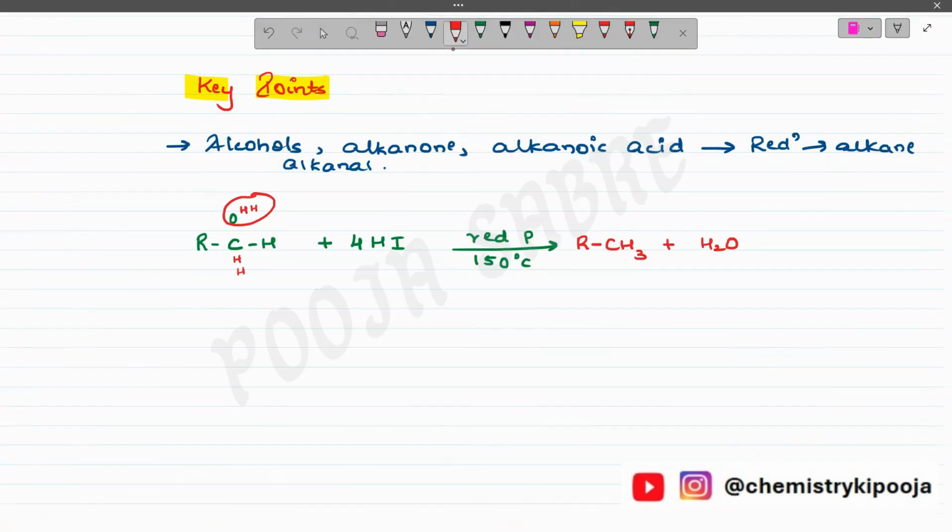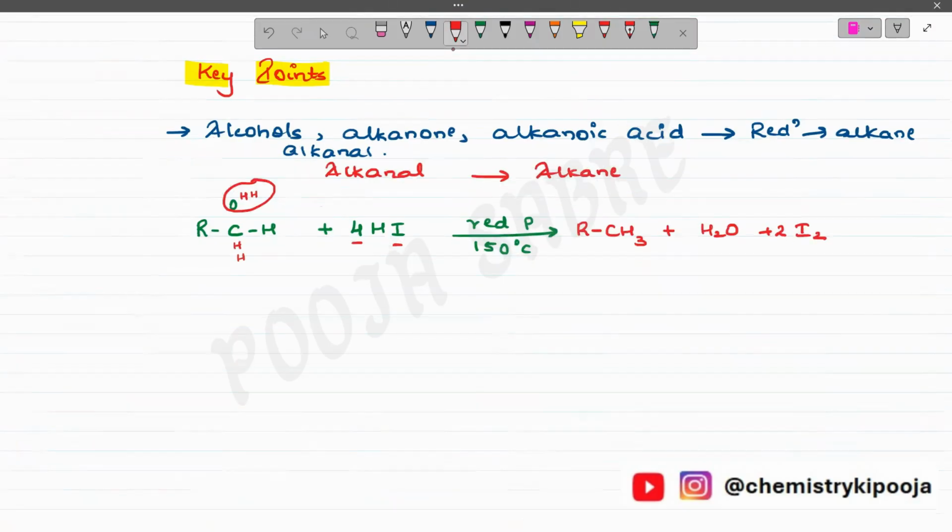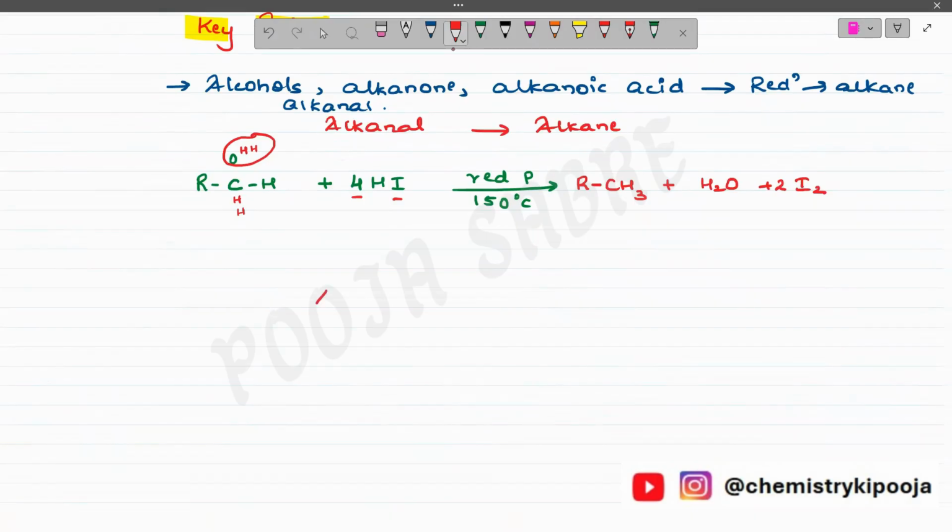And then we have 4 iodide groups, so they will be removed in the form of iodine molecules. Since we have 4 iodide, it is 2I2. So basically, what we have done is converted alkanol to alkane.